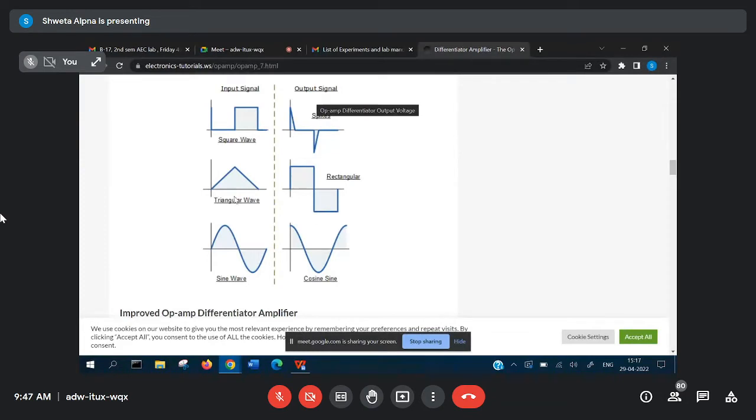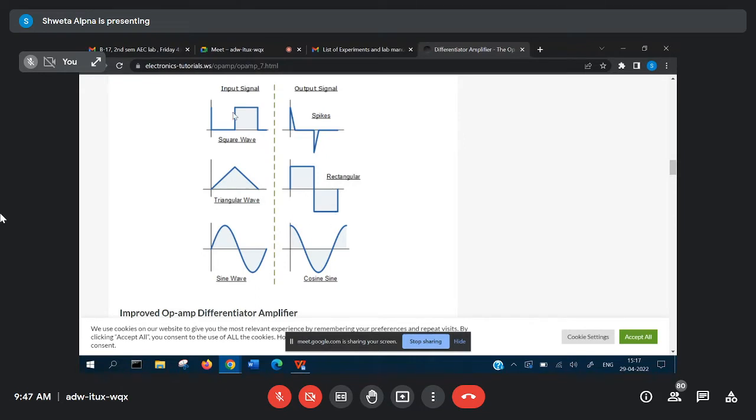So why am I showing this? What is this diagram showing? Just now we have seen the differentiator circuit, op-amp as a differentiator. So now we know that the output of the differentiator is the differentiation of the input. When a square wave is applied as an input to the differentiator, you will get a spike as an output. When a triangular wave is applied to the differentiator, you will get a rectangular wave or a square wave. This is basically a square wave.